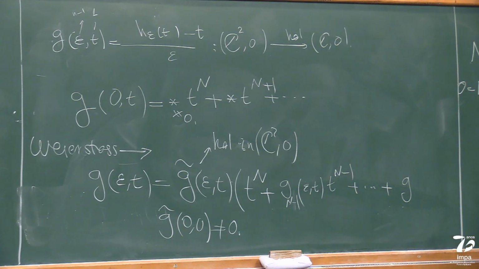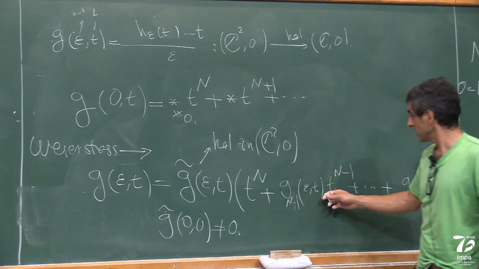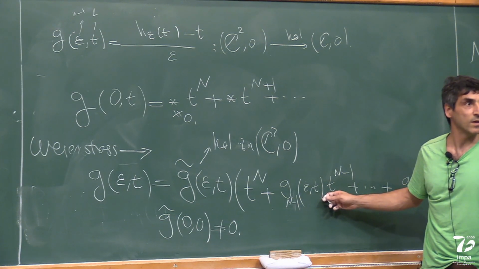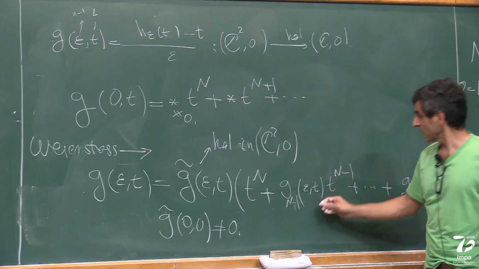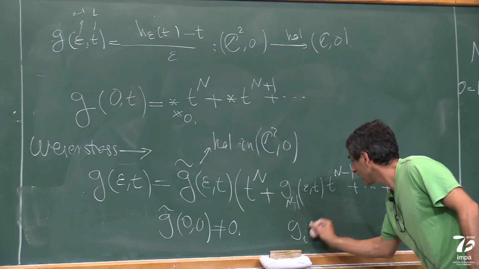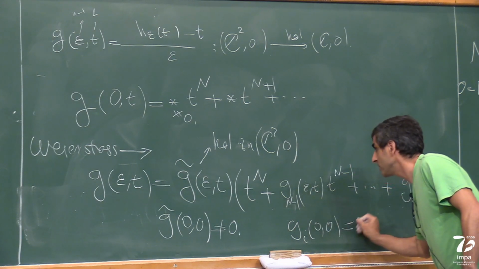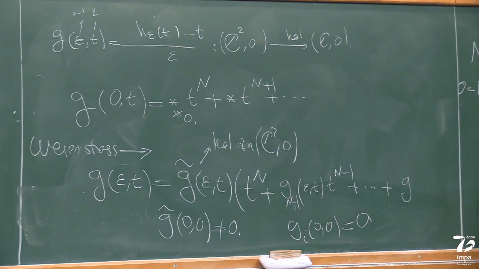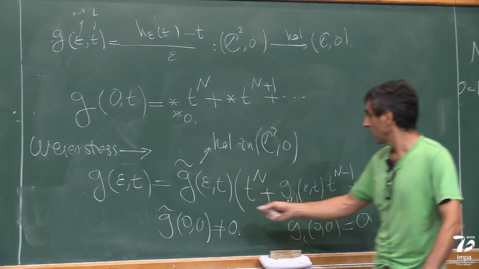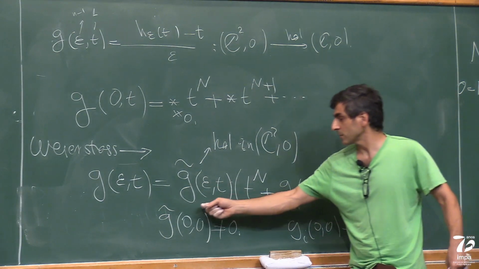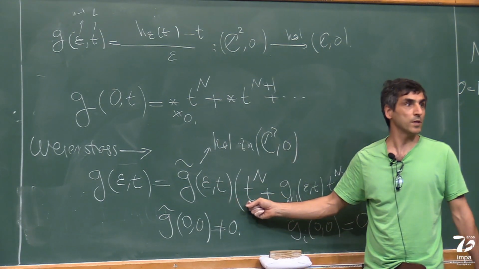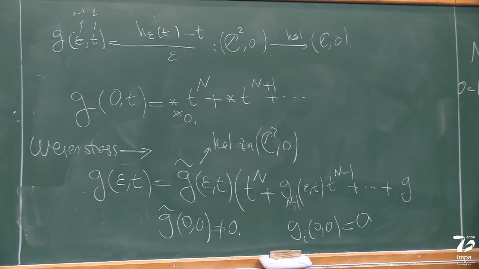I am writing this in T^n. It will be a polynomial, no? Because let's say the g_i at 0 will be 0, and at the end, if I put epsilon equal to 0, I will get some non-zero function and just multiply it with t^n. So maybe let's write it completely.